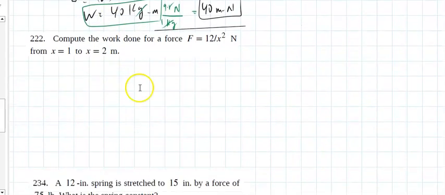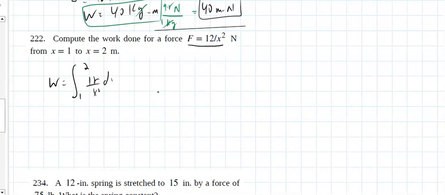And compute the work done for a force. Notice here the force is varying, and it's inversely proportional to the square of the distance. The force is 12 over x squared newtons from 1 to 2. Well, here we're going to say work is the integral from 1 to 2 of 12 divided by x squared dx. That is 12 times the integral from 1 to 2 of x to the negative 2 dx.